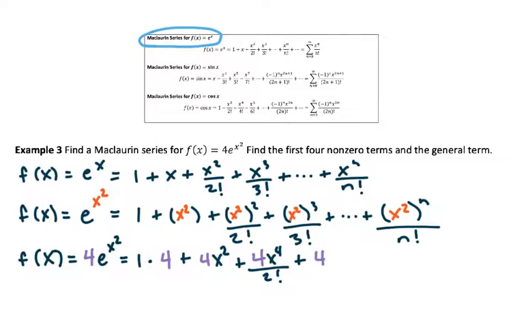A 4 times x to the 6th over 3 factorial, dot, dot, dot. And then we're just going to get a 4 here at the end. That's going to become x to the 2n over n factorial. So now let's just write our final form.